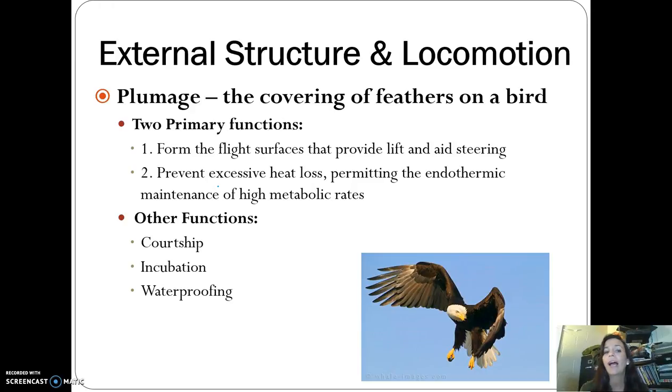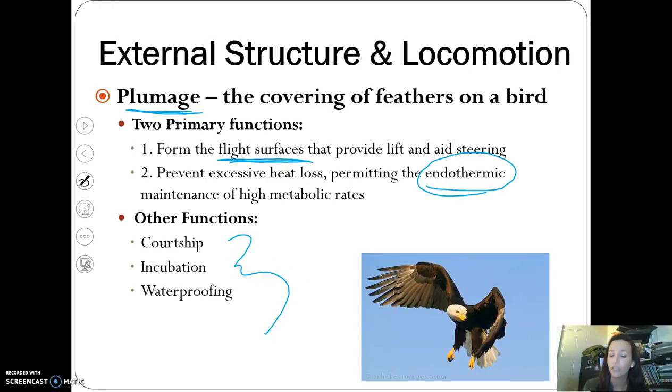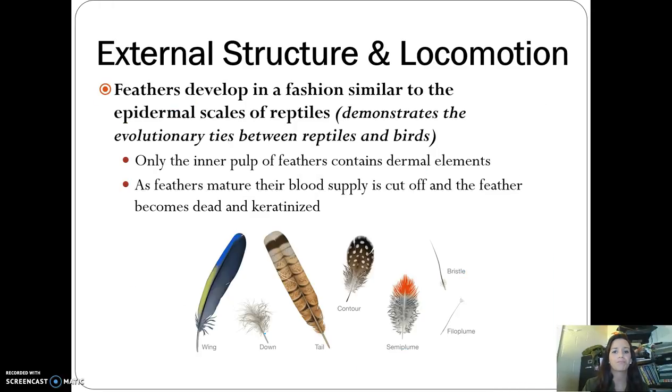When we talk about the external structure, the term plumage is used to describe the covering of feathers on a bird. There are two functions of plumage. One, obviously, forms the flight surfaces, but two is to prevent heat loss, which gives them that endothermic ability. Mammals have fur, birds have feathers to keep themselves warm. But feathers are also important in some other minor functions like courtship, incubation when they're sitting on eggs, and keeping them dry when it's raining.